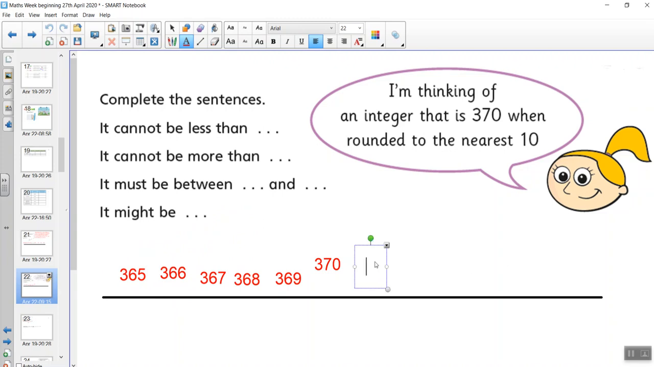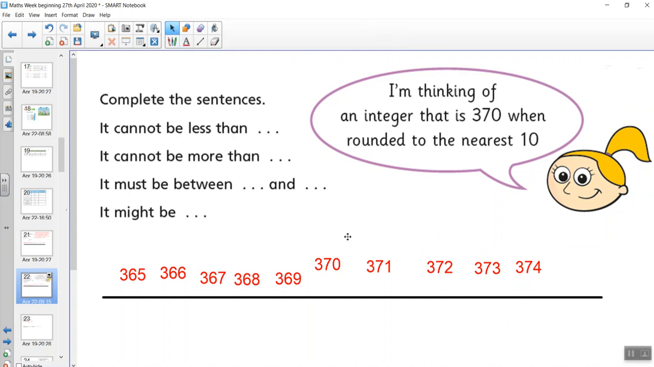So 371 would round to 370. 372 would round to 370. 373 would round to 370. 374 would round to 370, but 375 would round to 380. So these are all the numbers that would round to 370.